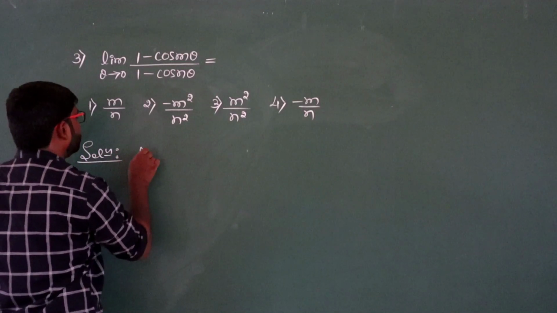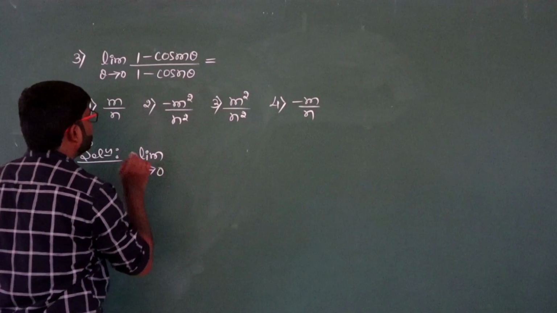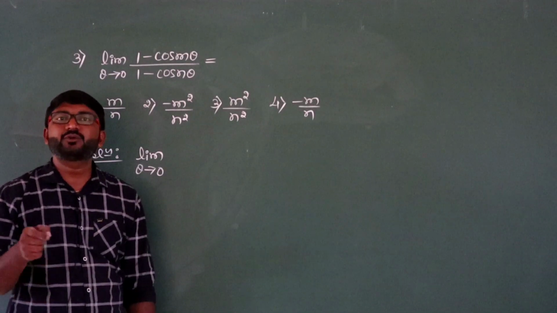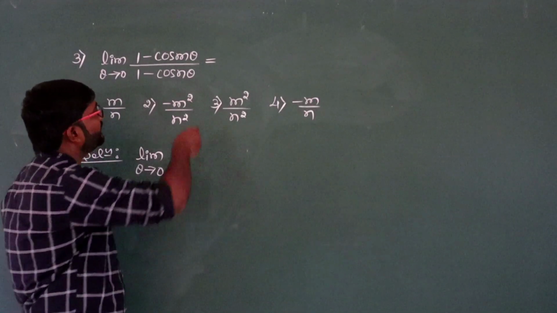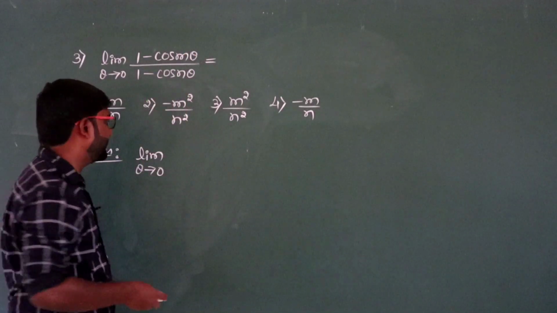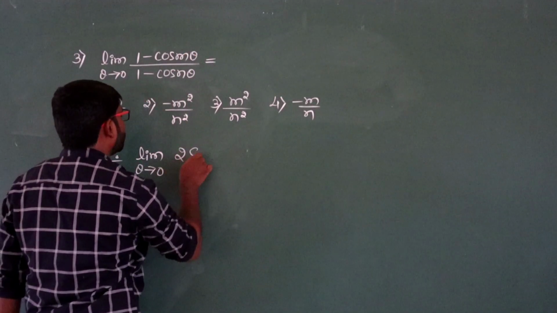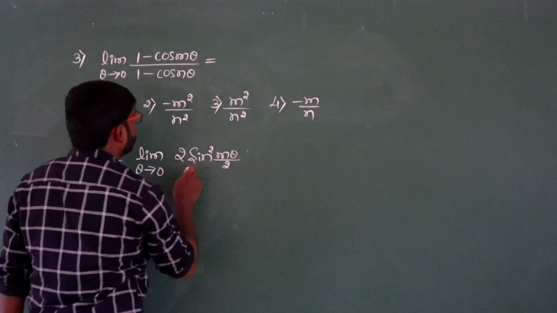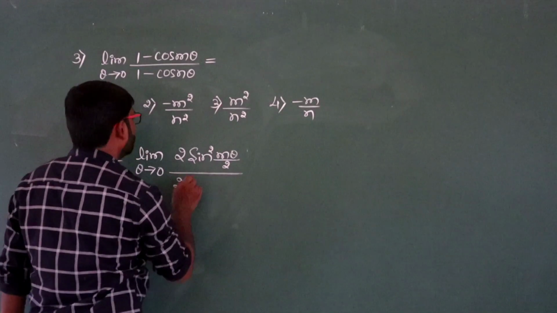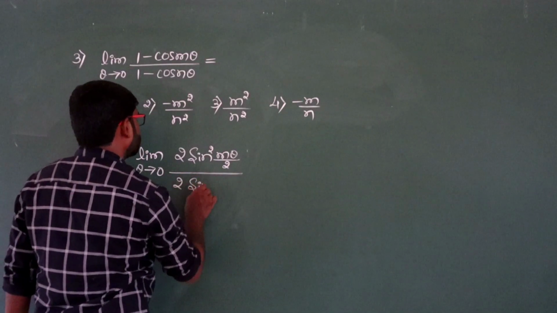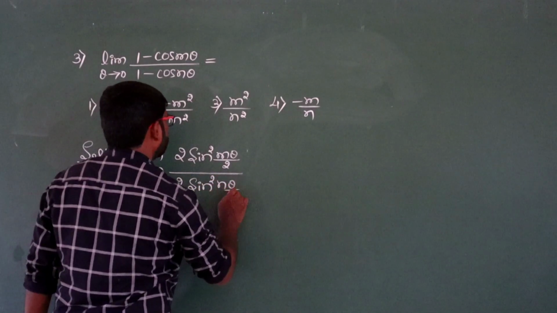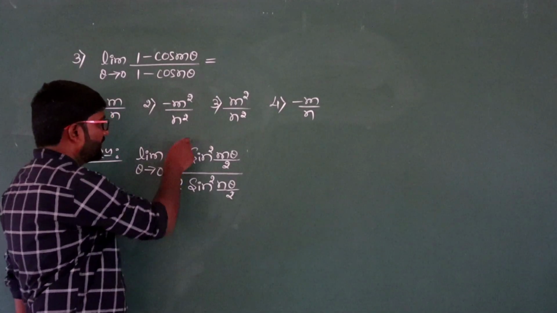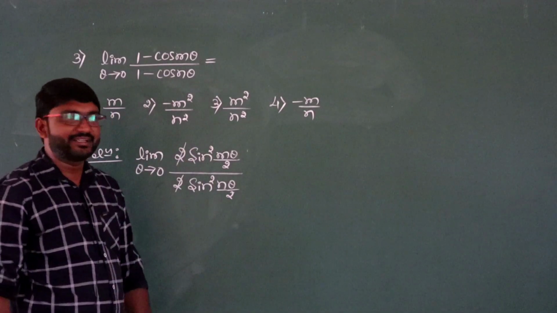Now limit theta tends to 0, 1 minus cos m theta. 1 minus cos theta is nothing but 2 sin square theta by 2. So here in place of theta we have m theta. It can be written as 2 sin square m theta by 2, divided by 2 sin square n theta by 2. So these two get cancelled, 2 and 2 get cancelled.